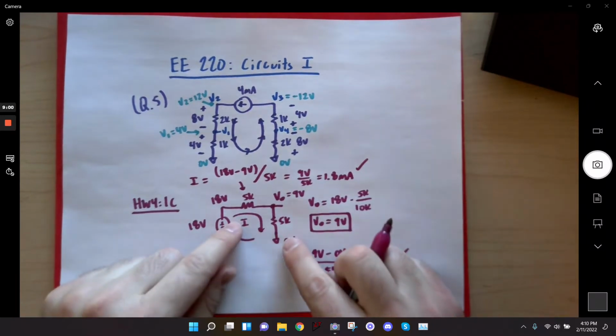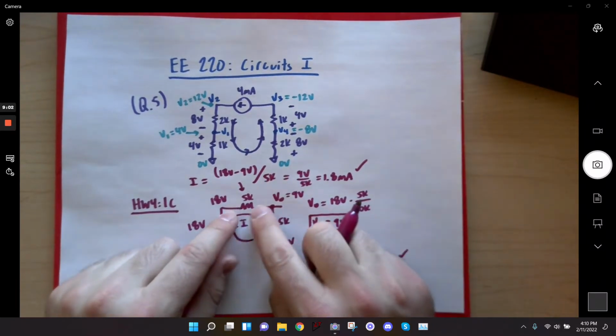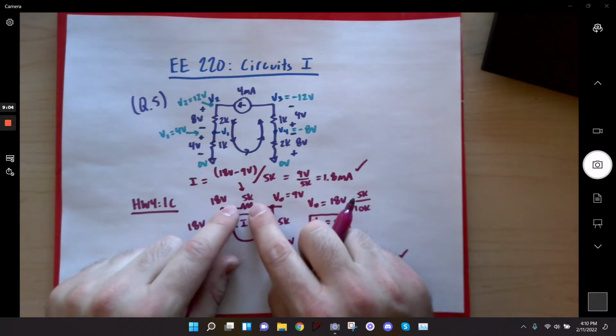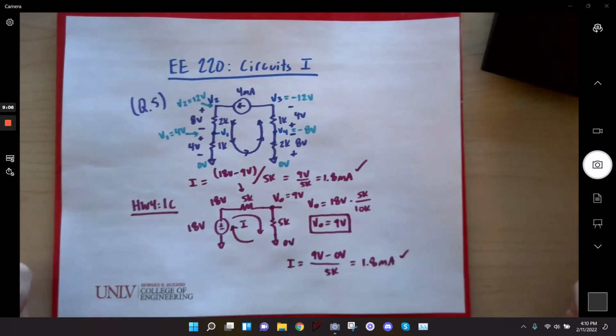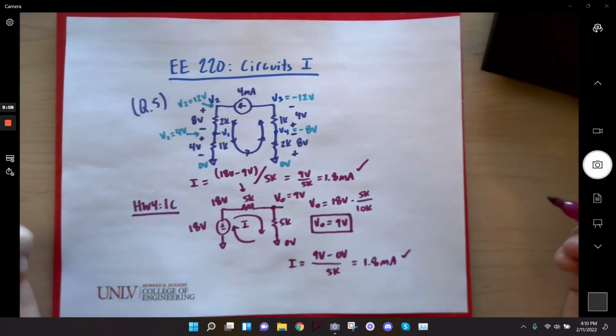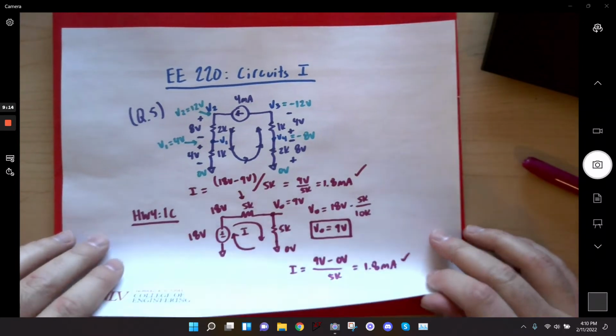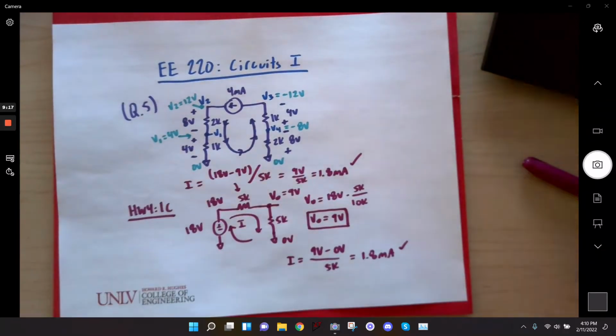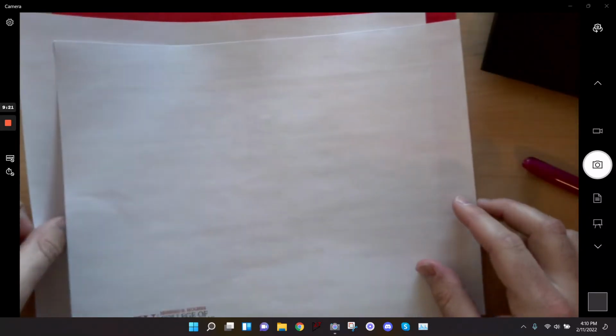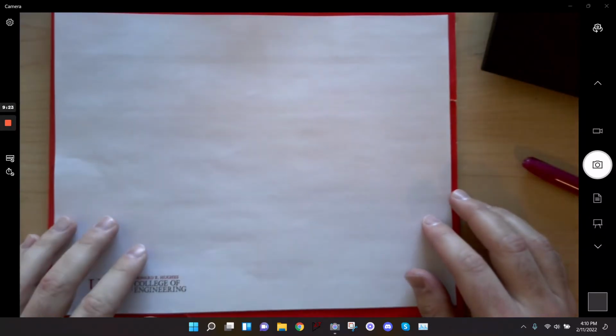Basically, if you have a single loop, you can find the current through the 5K up top or this 5K, and it's going to be the same because this is one single loop. Okay? So that basically covers the first page from that lecture. That's quiz 5, and then homework 4 1C. So let me grab another page, and then we'll go on to the next, whatever's next.